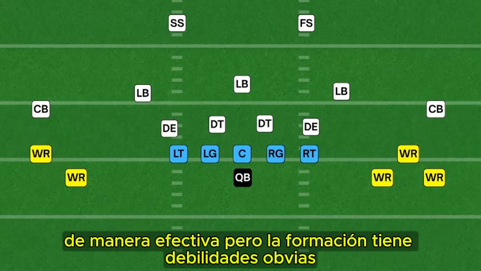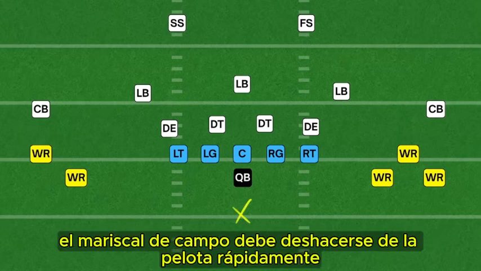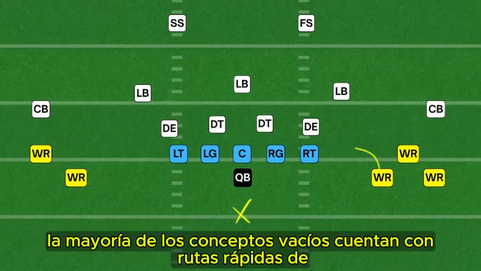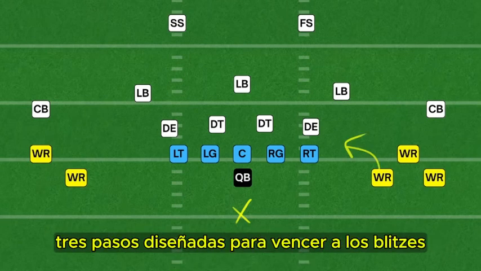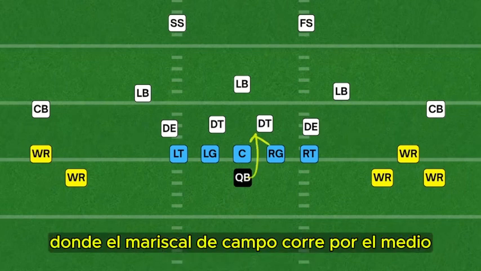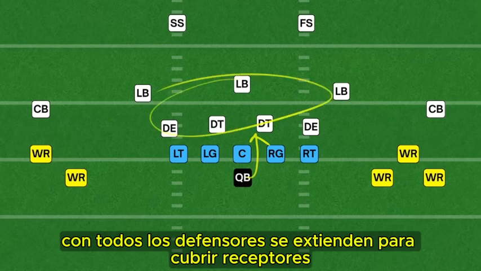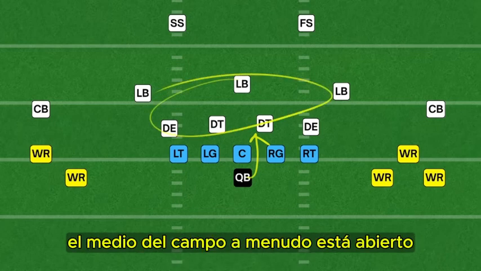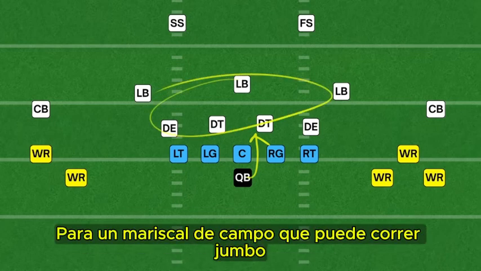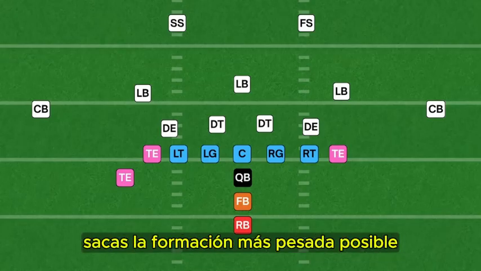But the formation has obvious weaknesses. With no running back to help block, the quarterback must get rid of the ball quickly. Most empty concepts feature quick 3-step routes designed to beat blitzes. Teams also use empty backfield for draw plays where the quarterback runs up the middle. With all the defenders spread out to cover receivers, the middle of the field is often open for a quarterback who can run.